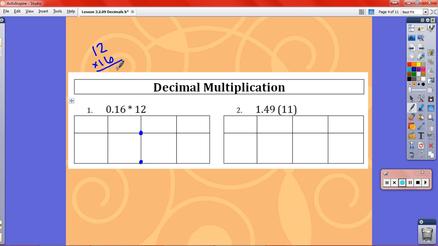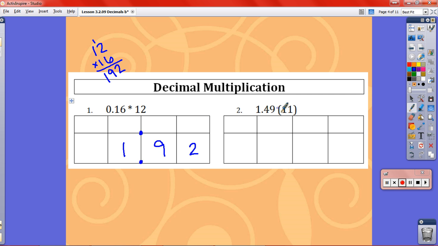6 times 2 is 12. Carry the 1. That's 6, 2 is 8, and 1 is 9. And 1 times 1 is 1. 192 hundredths. So the 2 goes in the far right in the hundredths column, and the overflow keeps moving to the left. So we get 1 and 92 hundredths. 192 hundredths.